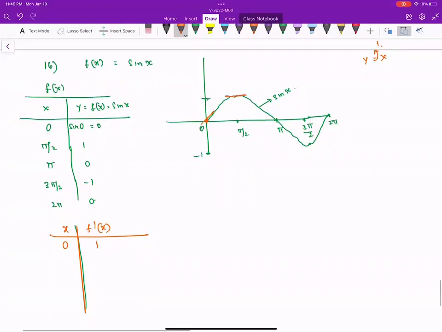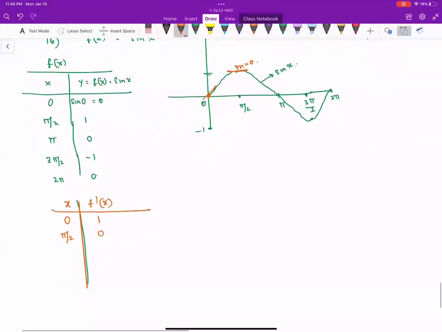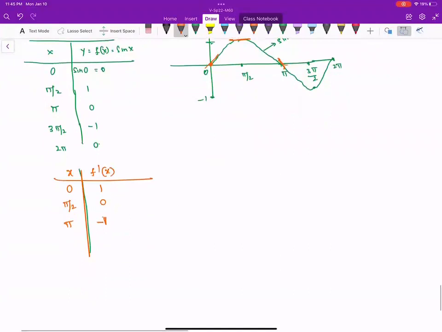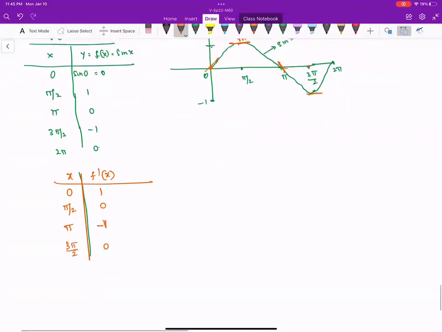Then what is happening at pi by 2? At pi by 2, the slope is horizontal. There you have a horizontal line for the tangent. So the slope is 0. Then at pi, you notice that it is exactly opposite to the tangent at the origin. So if the slope was previously 1, the slope would be negative 1. At 3 pi by 2, you have a horizontal tangent, so the slope is 0.